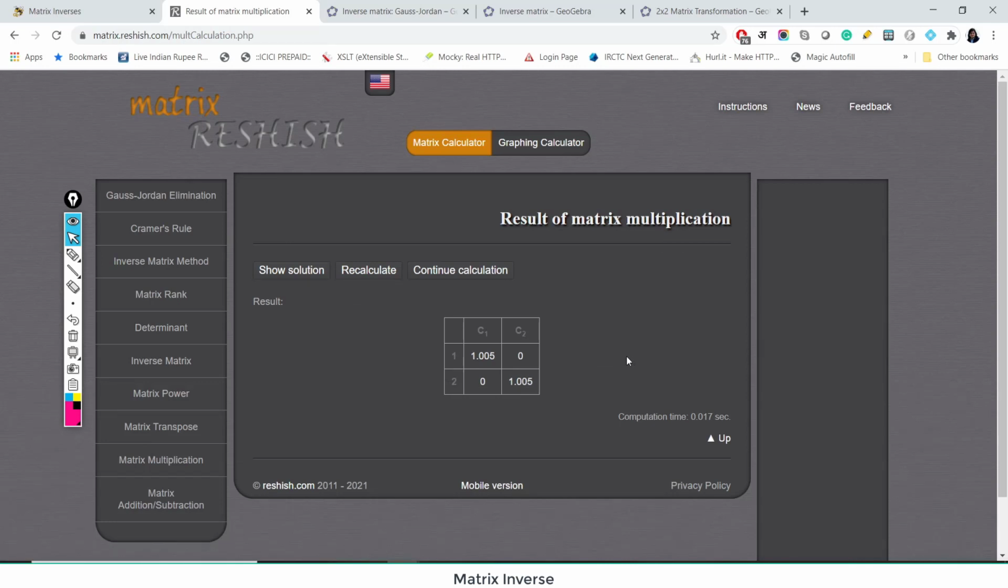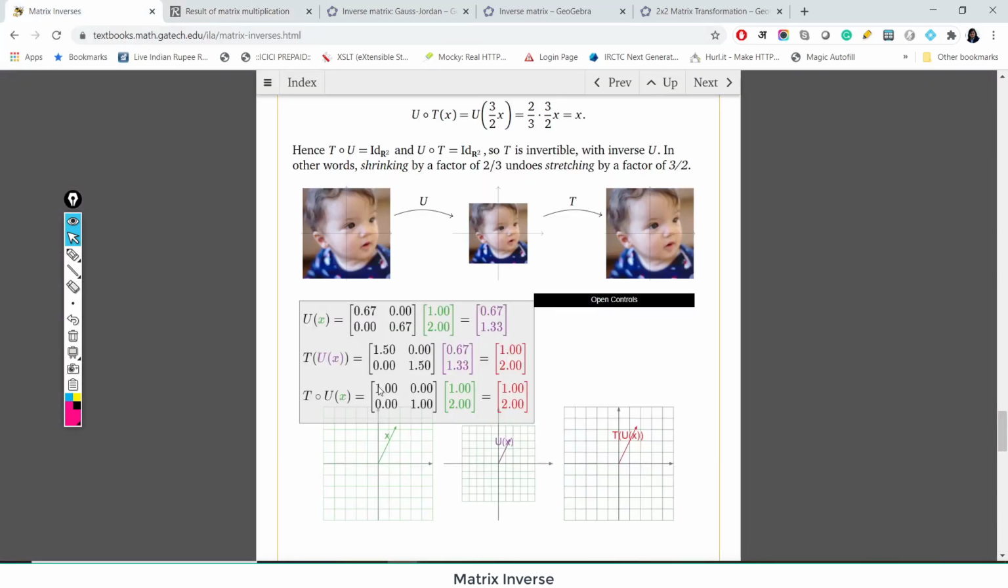because we have not written all the decimal points, we are getting 1.005, but if we keep the decimals exact as given in the computation, we will get 1001. That is the identity matrix which we are getting here, right? So we have verified two things here: that composition of a matrix corresponds to matrix multiplication, and inverse of a matrix corresponds to inverse transformation.